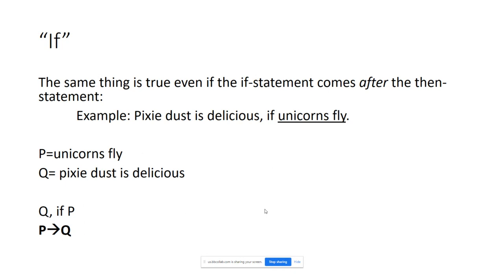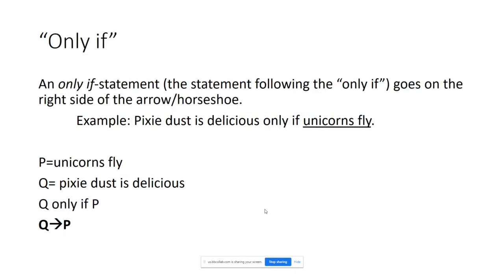Now, let's shift from if to only if. Only if means something quite different. If gives you sufficient conditions for another statement. Only if gives you necessary conditions for another statement. So an only if statement, I'm defining as the simple statement that follows an only if in an English sentence. And an only if statement goes on the right side of the arrow or horseshoe. In other words, it's going to be the consequent when you symbolize that English statement.